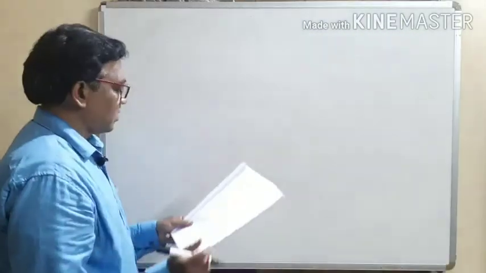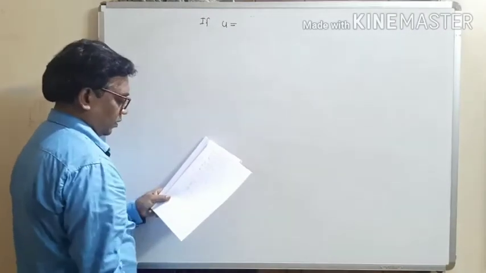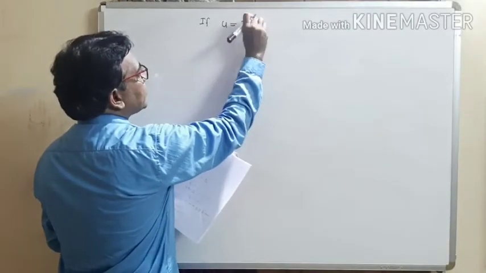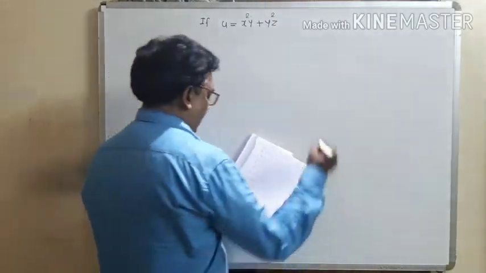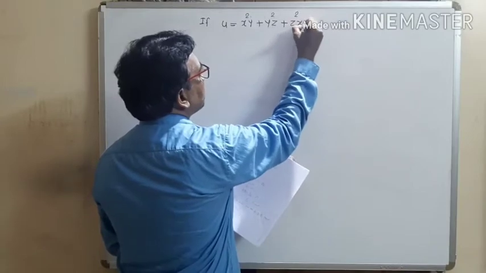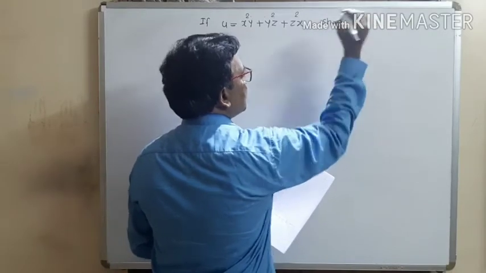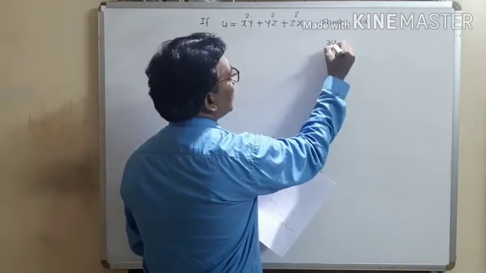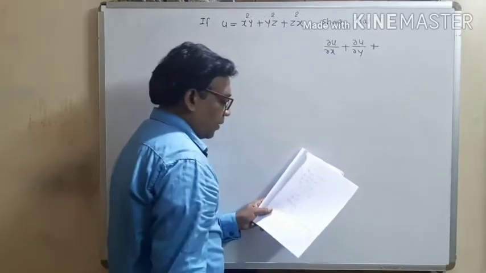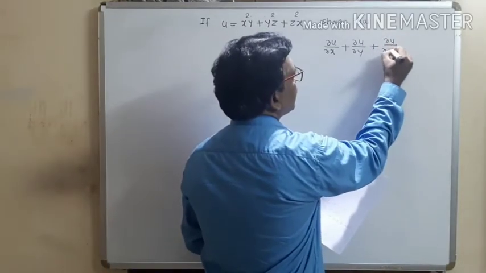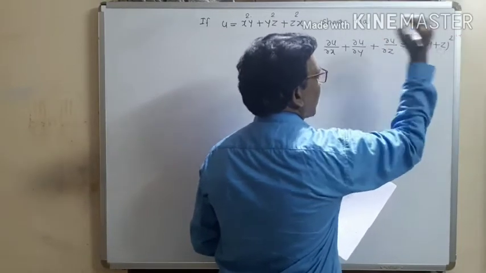Now let us take the second example. So write down example number 2. If u is equal to x square y plus y square z plus z square x, and the question is show that ∂u/∂x plus ∂u/∂y plus ∂u/∂z is equal to (x plus y plus z) whole square.